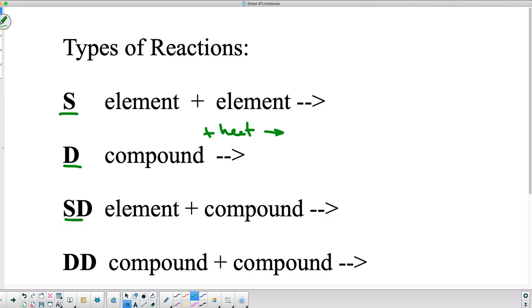If you have an element plus a compound yielding another element and compound on the other side, then that's single displacement. And if you have a compound plus a compound and then the arrow, that's our double displacement, the one that we're going to talk about today.